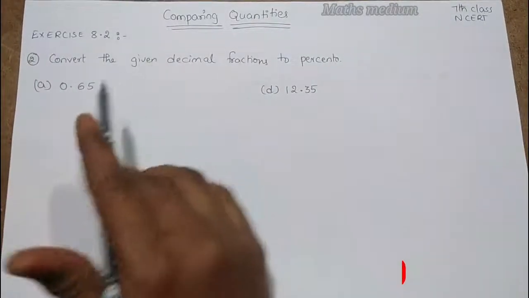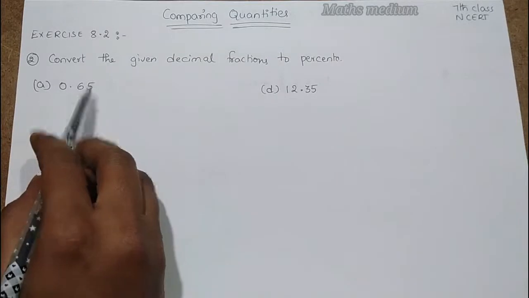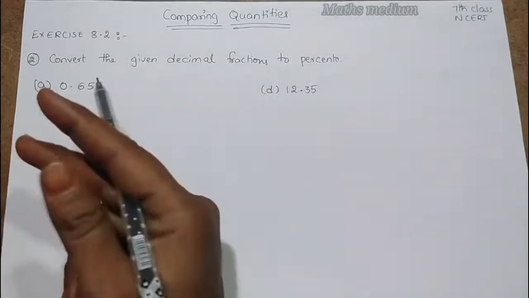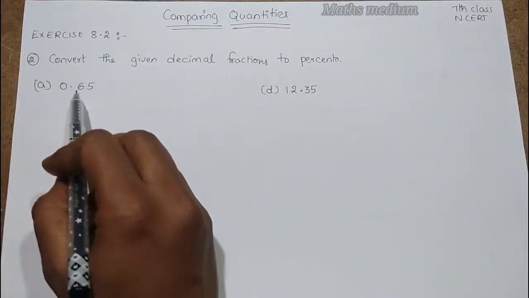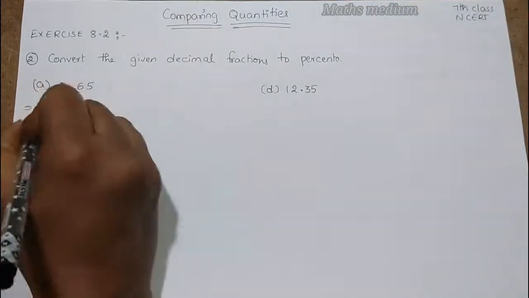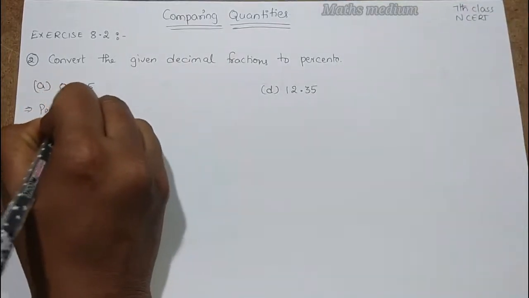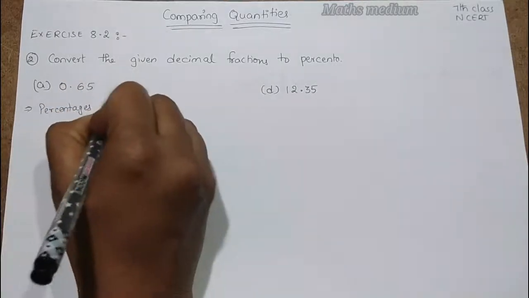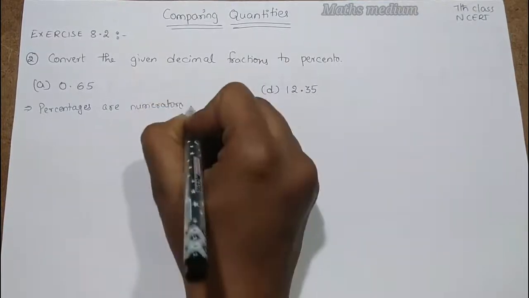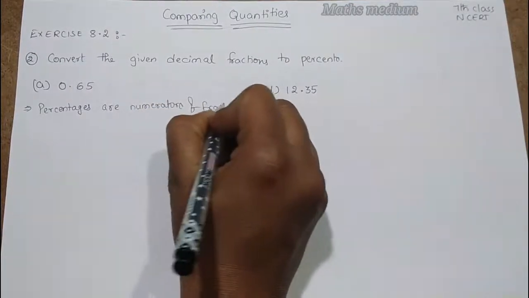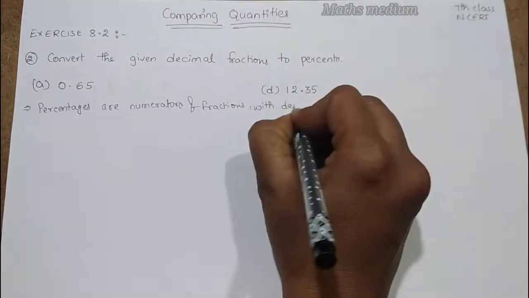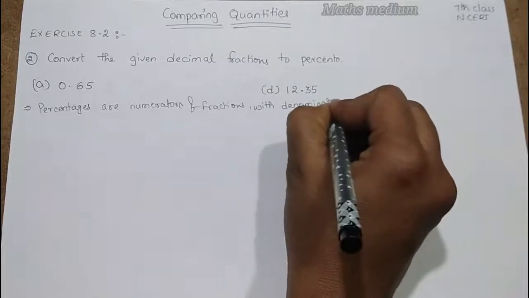Please check it once. And here 0.65. This is a decimal number. In order to make a percentage, we have to take two steps. One is making a fraction and another one is simplification. Before going into that, we have to take one thing, that is percentages are numerators of fractions with the denominator 100.